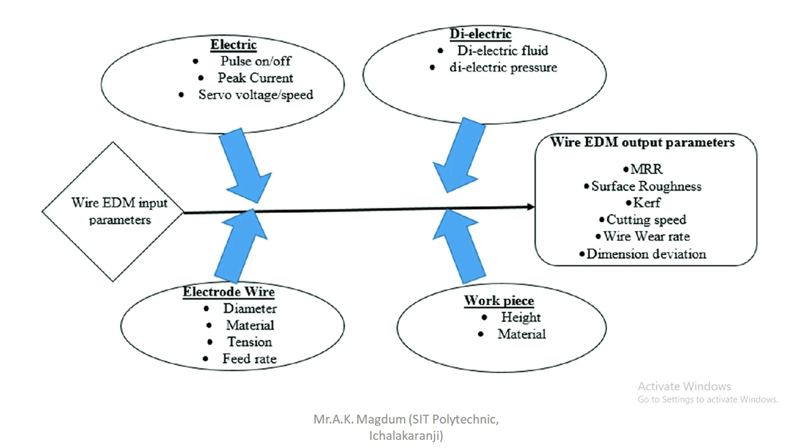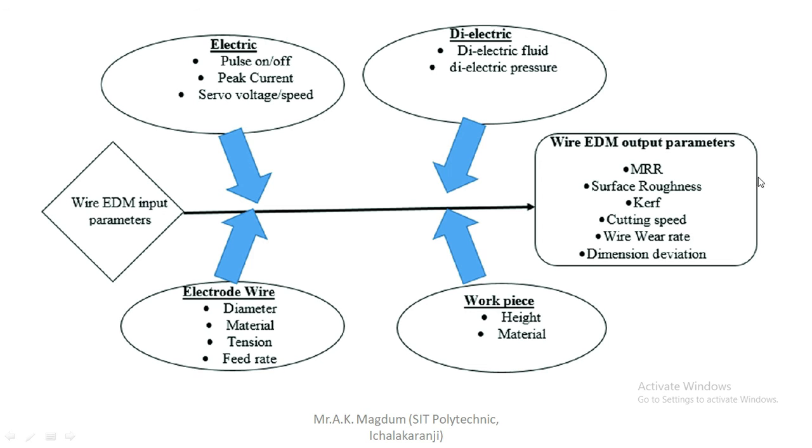Next, on the upper side, there is electric pulse on and pulse off, peak current, and servo voltage, which relate to the electric supply. Last, there is the dielectric fluid: which type of dielectric fluid is used, and the dielectric pressure. These are the important parameters: electric, dielectric, electrode wire, and workpiece. These are the four important input parameters of a wire EDM process.